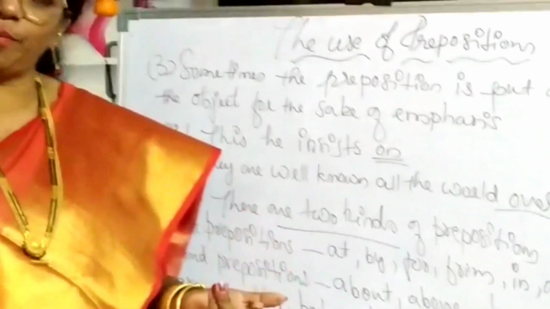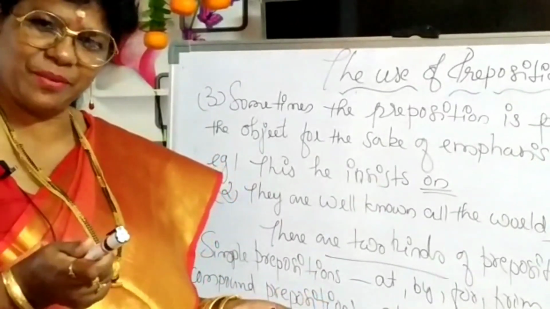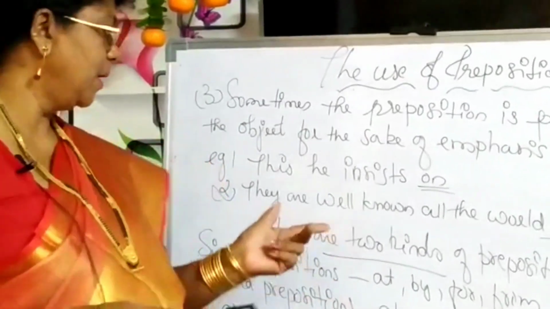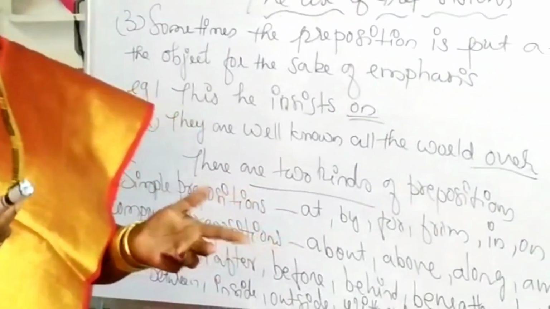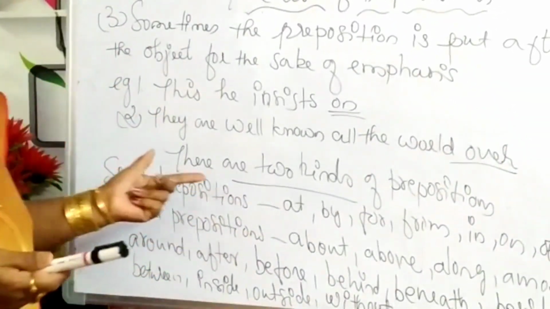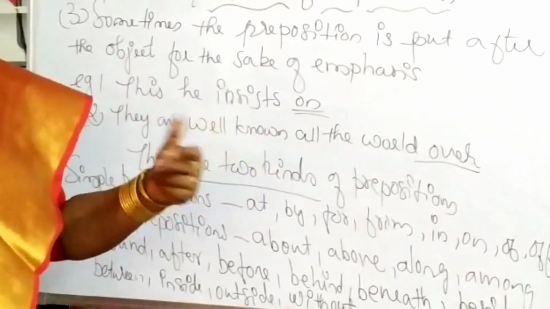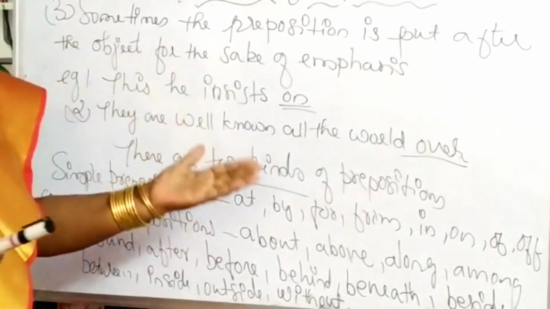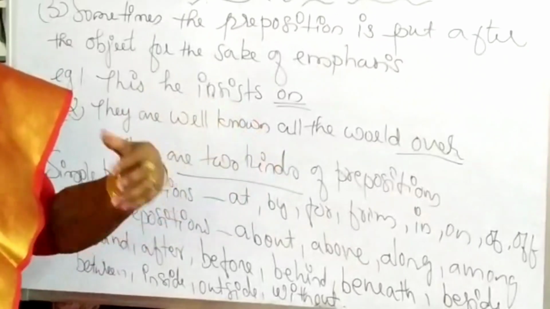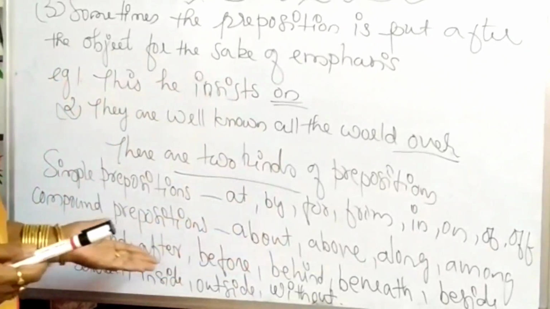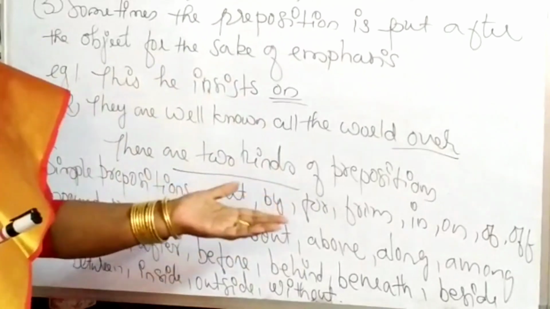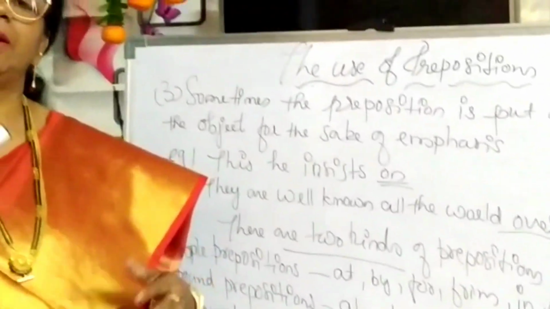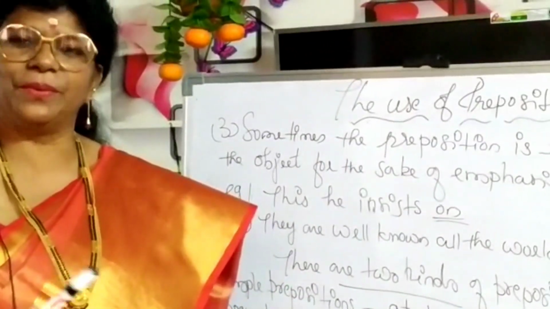Then how many kinds of prepositions are there? There are two kinds of prepositions: common prepositions and compound prepositions. Common prepositions are those we frequently use in daily life: at, by, for, from, in, on, off. Then what are compound prepositions? About, above, along, among, around, after, before, behind, beneath, beside, between, inside, outside, without. All these are compound prepositions. Let us go through them in detail.